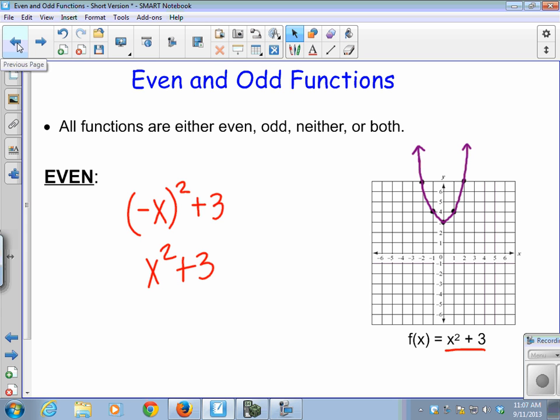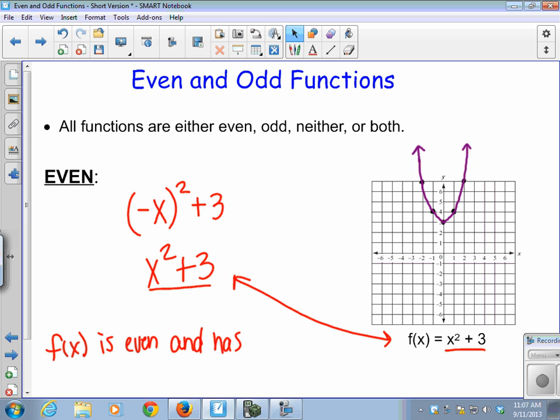And we know that we should get the same for even functions. So whenever I get the same thing that I started with, this is an even function, and I want you to also tell me what kind of symmetry it has. So you would say f of x is even, and has symmetry, which you can abbreviate as sym, with respect to, and you abbreviate with respect to a lot like that in math, so WRT. So sym WRT y-axis. So f of x is even and has symmetry with respect to the y-axis.